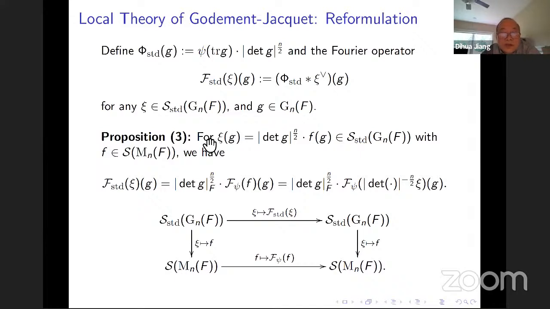And then we show that for this function, this standard Fourier transform and this classical Fourier transform have such a relation, okay? So basically, there is a diagram, right? That's the standard Fourier transform, and this is the classical Fourier transform. So you have this commuting diagram.